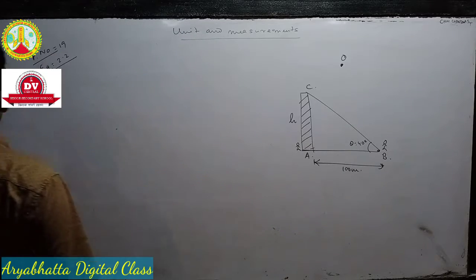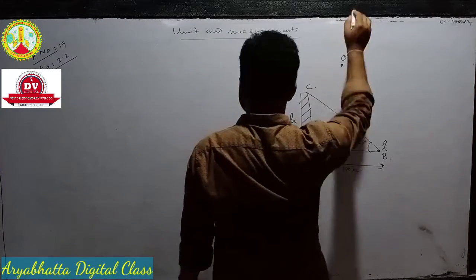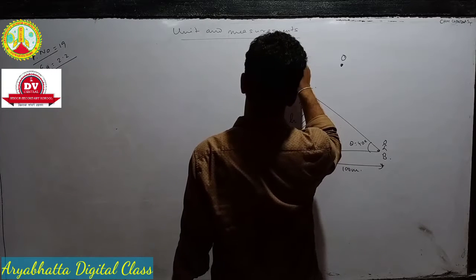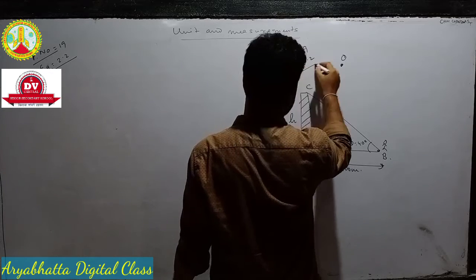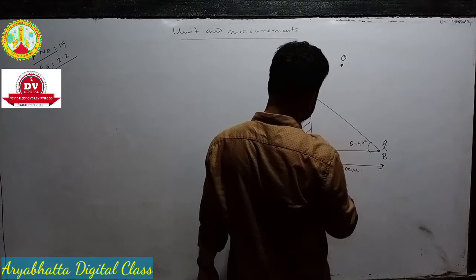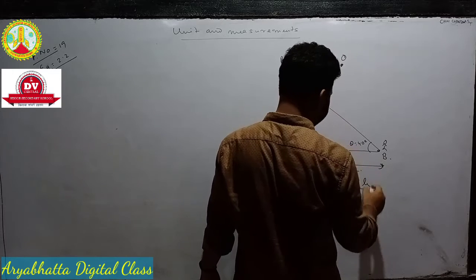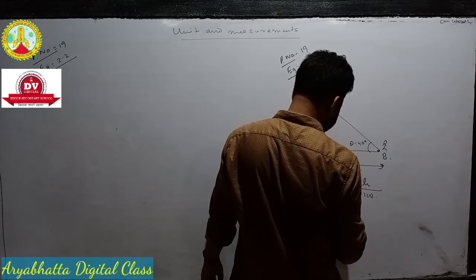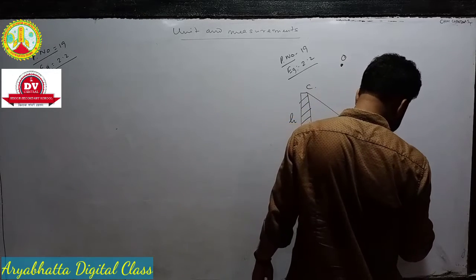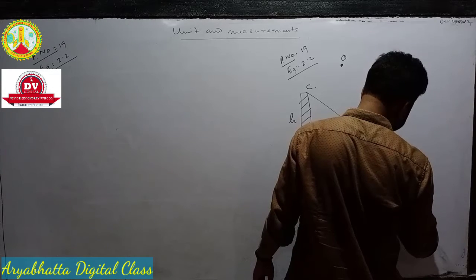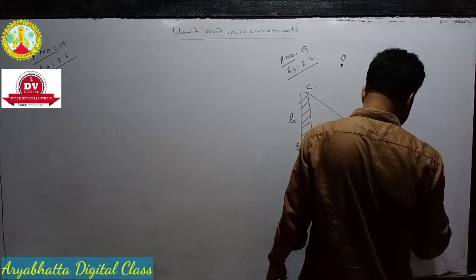So how will you calculate? Very simple. I don't know why they have provided this type of critical diagram. It is very simple. Page number 19, example 2.2. Why simple? You know the base, you have to calculate the perpendicular. So tan theta is equal to perpendicular, that is h, over base, which is 100. So h is equal to 100 into tan theta, that is 100 into tan 40 degree. You have to calculate tan 40 degree with the help of your calculator. So this is the answer, 100 into tan 40 degree.